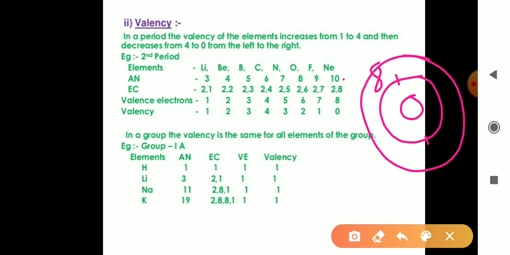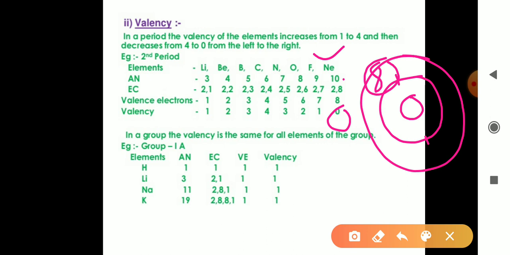And what is meant by valency? So atom try to maintain 8 electrons. So in case of neon, there is already 8 electrons in the second shell, therefore it does not accept electron or does not donate electron. Therefore valency of neon is 0. Okay, valency of neon is 0 because neon has already 8 electrons in the outermost shell.